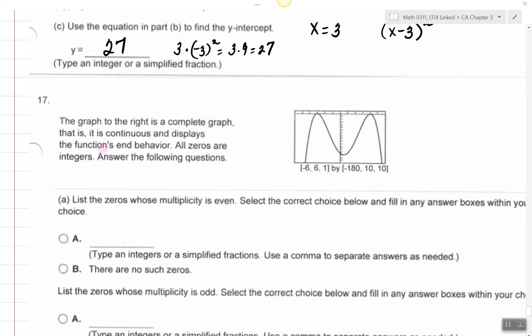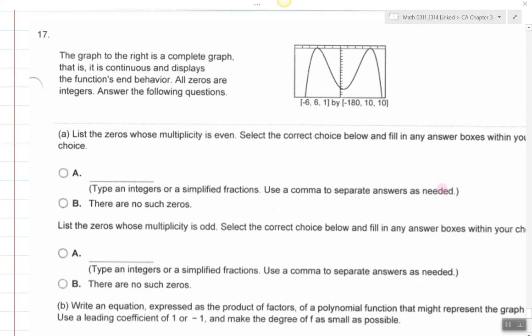All right, let's look at this graph. Scoot it up a little bit more. Now, this graph is going from negative 6 to 6, but it is going from negative 180 up to 10. So the second line there is the x-axis. So all of this is showing up below the x-axis, simply touching at negative 3, but that must mean a multiplicity of 2.